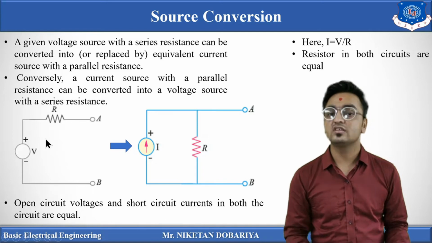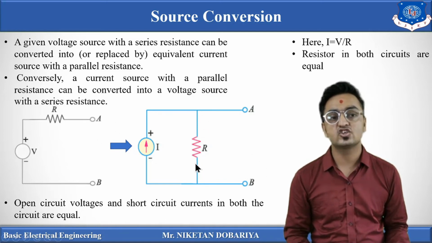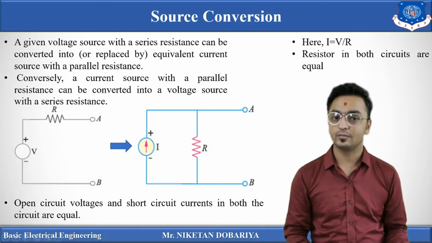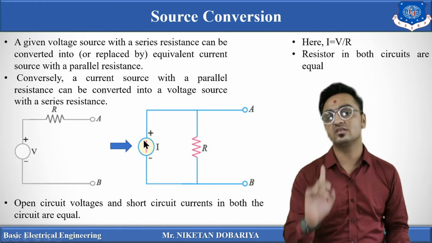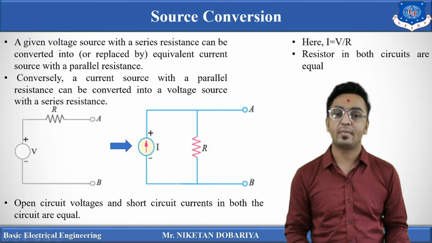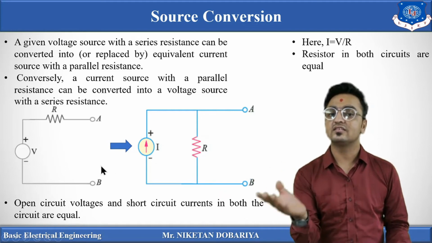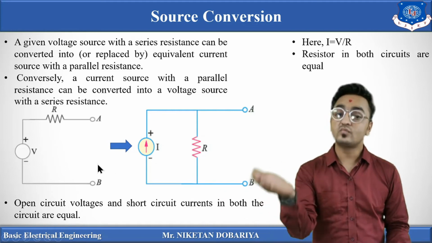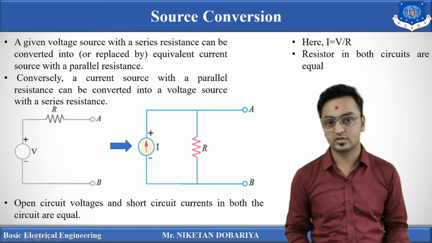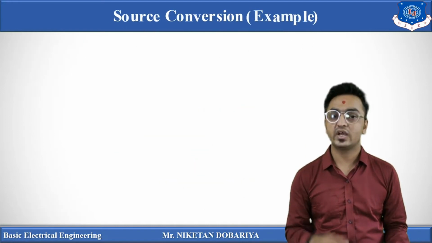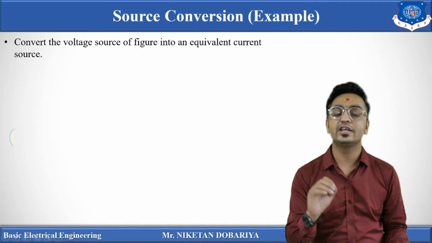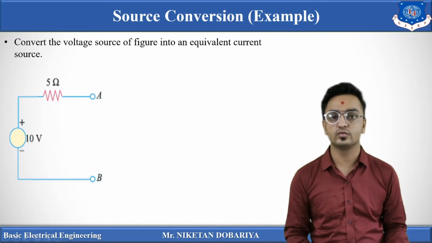And a resistor which is in series connection over here is going to be in parallel connection over here. Both have the same resistance, in series and in parallel. So basically, this is the method by which we can convert a voltage source into a current source. And in the same way, we can convert a current source into a voltage source also.